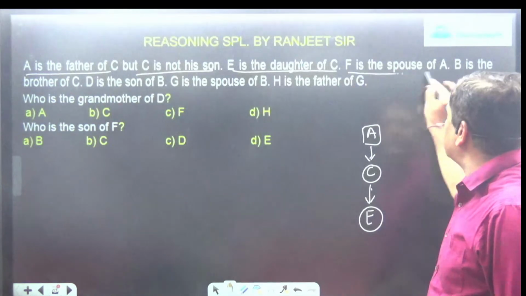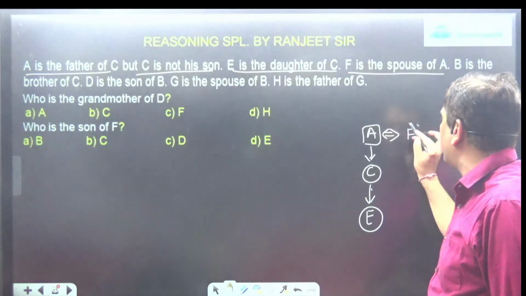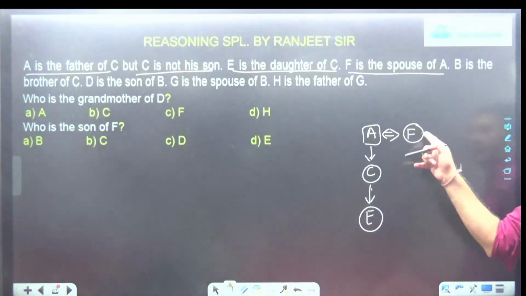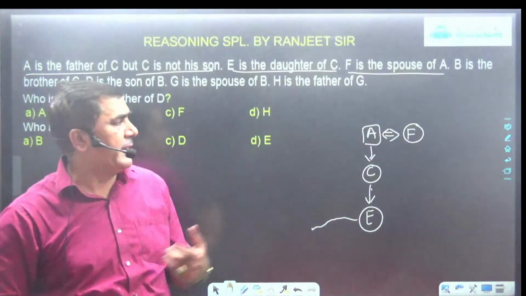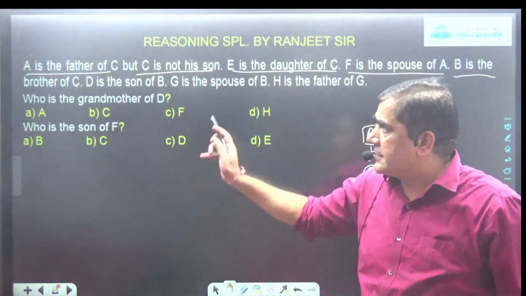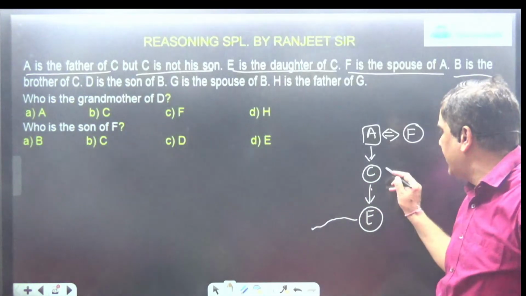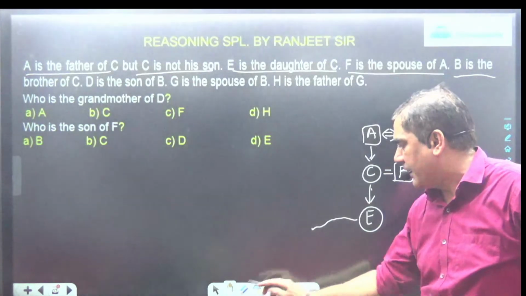Next one, F is the spouse of A. So F and A must be married couple. So F will be over here. F is the spouse means F is the partner of A. So if A is the male, so F must be female. Next one, B is the brother of C. So C brothers will be B, and B is the brother means B must be male.